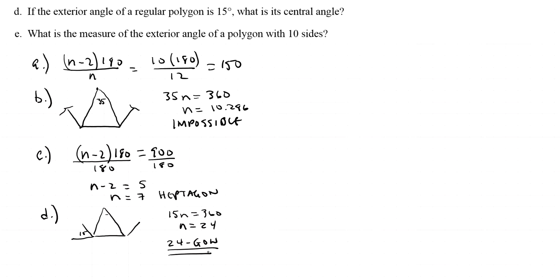Alright, what is the measure of the exterior angle of a polygon with 10 sides? So we're going to use this formula. So if we have 10 sides times x, that would be the angle, equals 360, and then x equals 36. So the measure of each of the exterior angles would be 36 degrees.